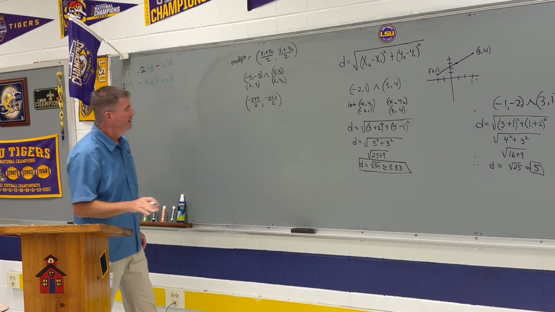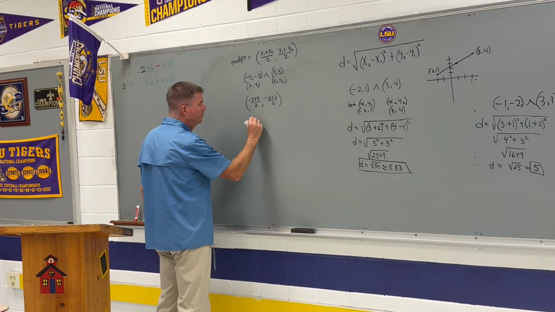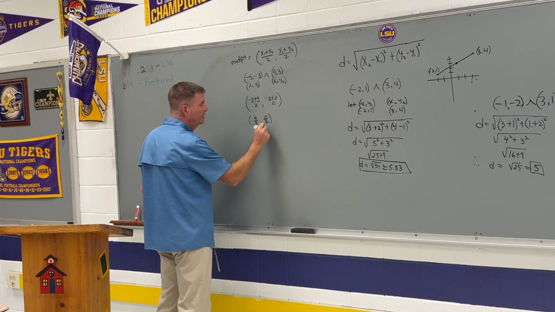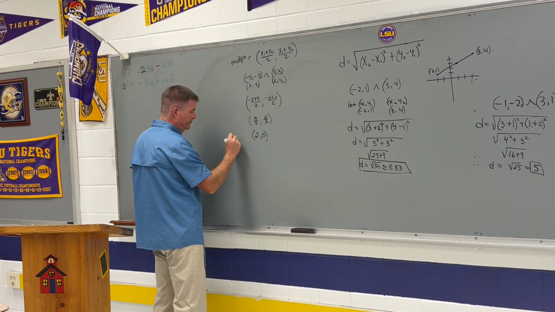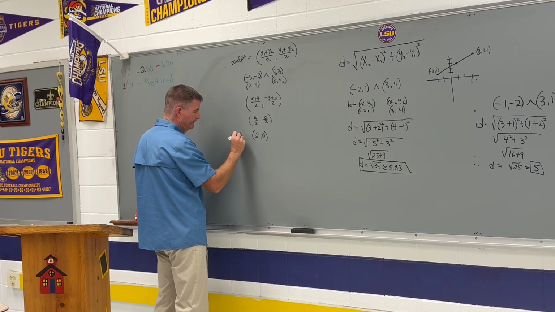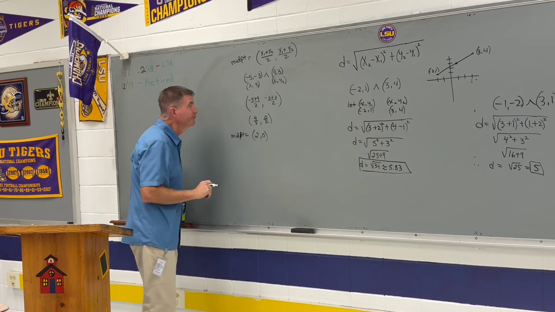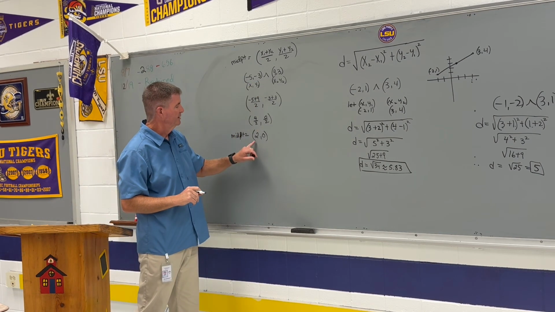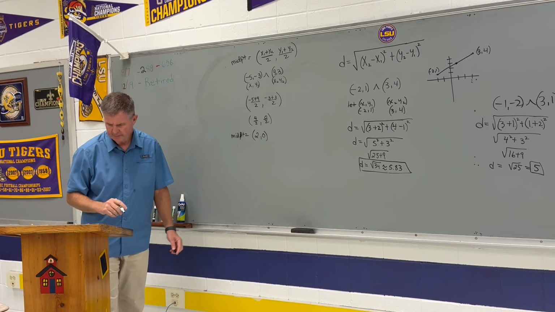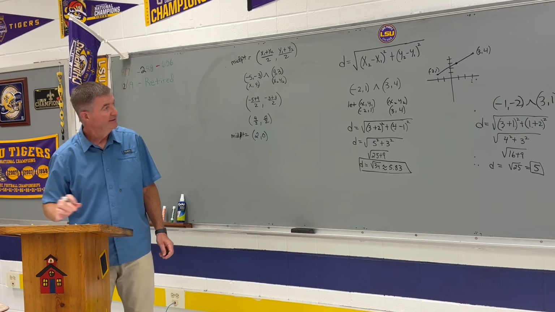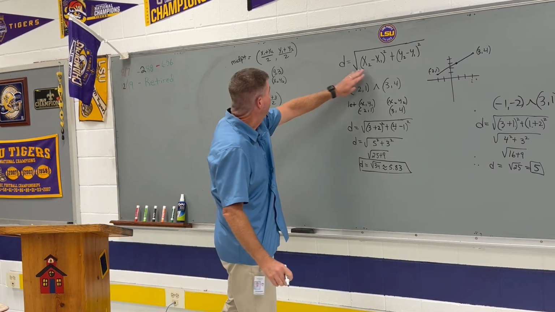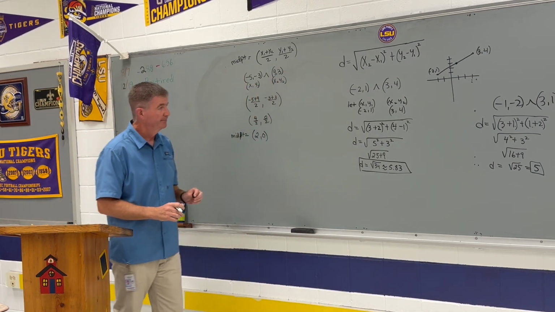So that my midpoint would be 4 over 2, 0 over 2, which would be what? 2, 0. So my midpoint for these 2 points would be 2, 0. And that is what we have for the distance formula and for the midpoint formula.